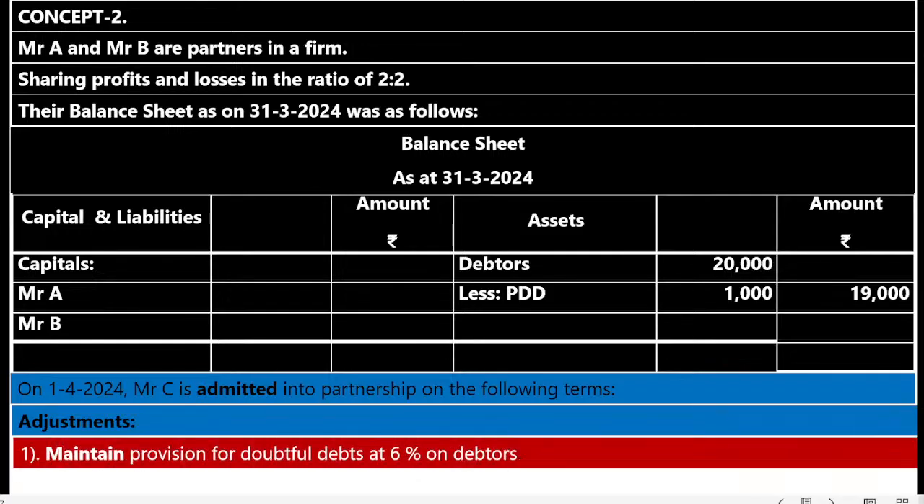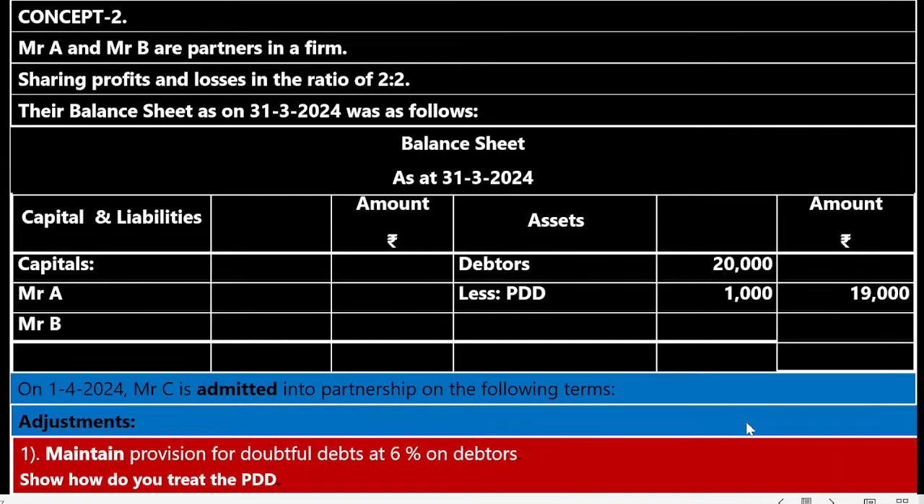Maintain provision for doubtful debts at 6% on debtors. They are using the word maintain. How much percentage? 6%. Now the question arises, sir, whether we have to calculate the 6% on this 20,000 or rupees 19,000. We sold the goods on credit worth rupees 20,000, not 19,000. We have a doubt on this 20,000, not on this 19,000. That's why whenever you want to calculate the PDD, you have to calculate it on this gross amount, that is on 20,000.